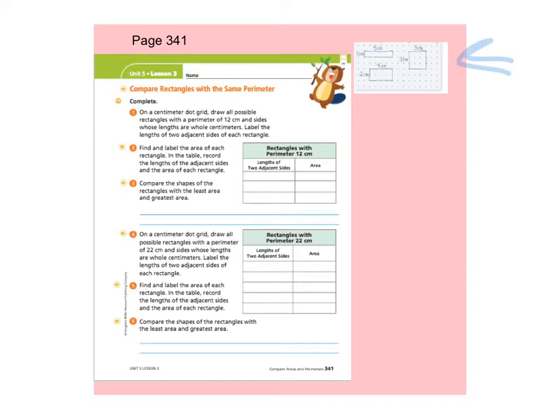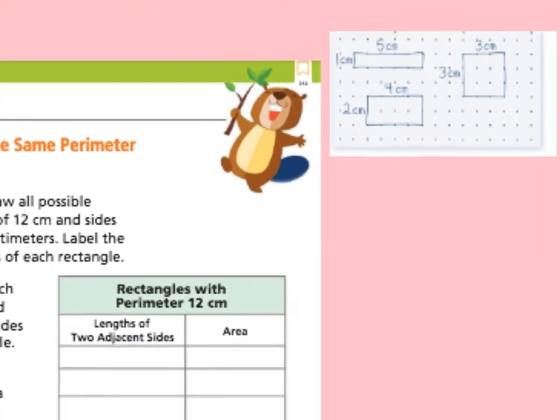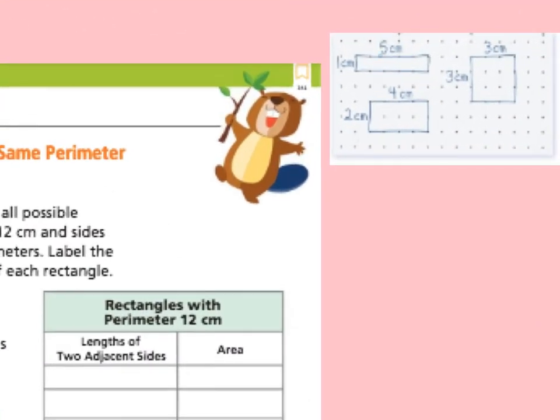It says on a centimeter dot grid, draw all the possible rectangles with a perimeter of 12. If you look at this one, it has 5 centimeters. So 5 and 5 is 10, 11, 12. That's a perimeter of 12. 4, 8, 9, 10, 11, 12, a perimeter of 12. 3, 6, 9, 12, a perimeter of 12. They all have a perimeter of 12.